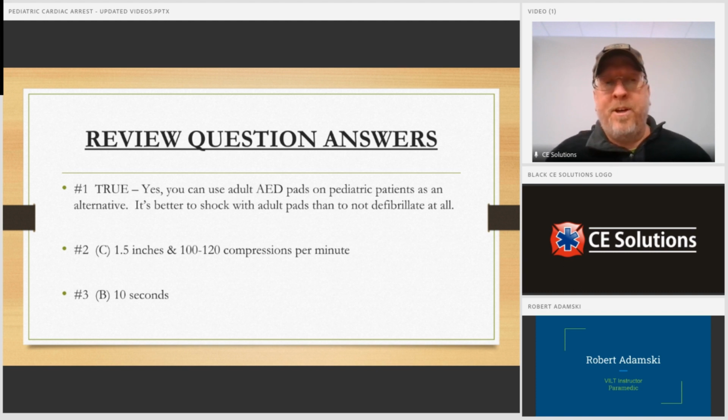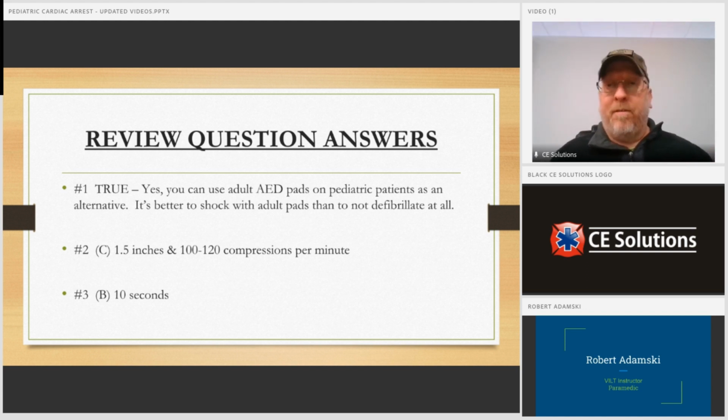The answer to number 2 is C, Charlie. If you're doing 2-person infant CPR, you're going to compress that chest about 1.5 inches or 1/3 of the anterior posterior diameter of the thorax of that infant. And you're going to do chest compressions at a rate of 100 to 120 compressions per minute. So for 2-person infant CPR, you're doing the chest compressions at 1.5 inches for the depth and 100 to 120 compressions a minute.